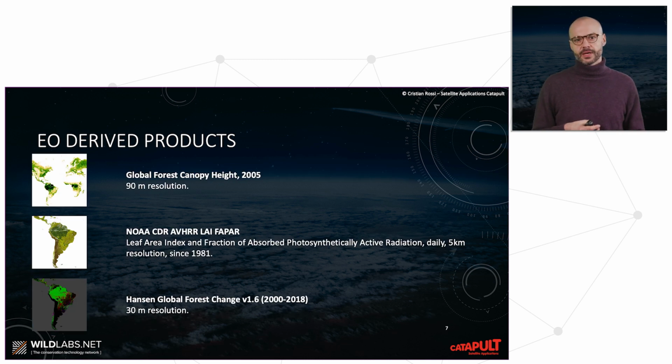Global forest canopy, it's at 90 meter resolution, canopy height, sorry, and also forest change at 30 meter resolution. This is called the Hansen Global Forest Change. And in the middle, we have another product of leaf area index and absorbed photosynthetically active radiation. This is actually an interesting one, since it's again since 1981 captured daily at 5 kilometers.